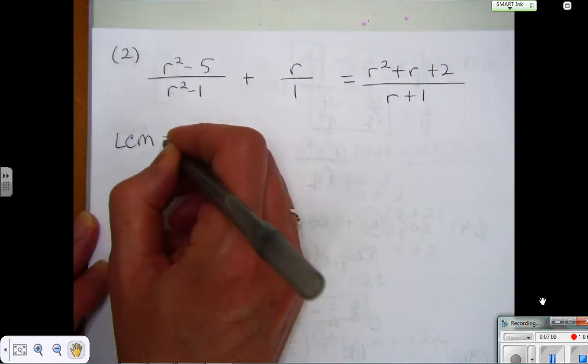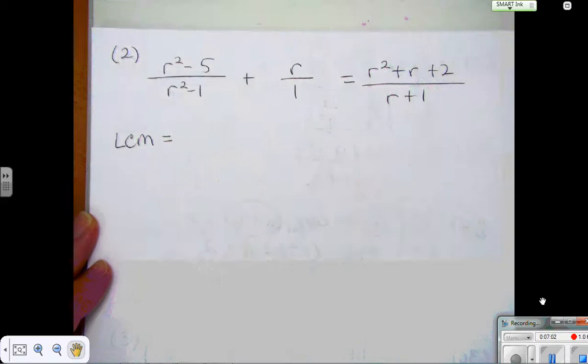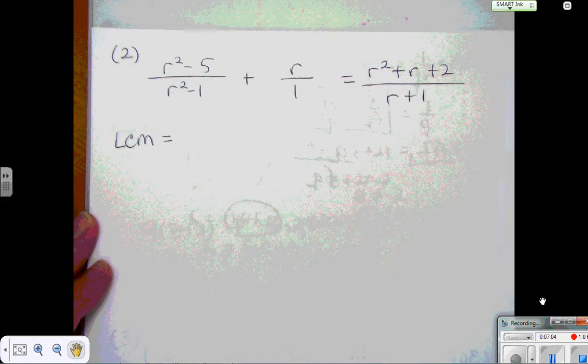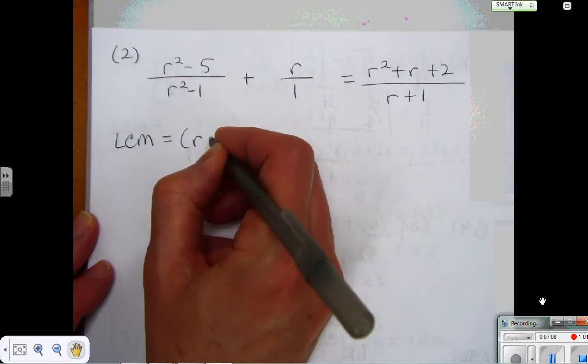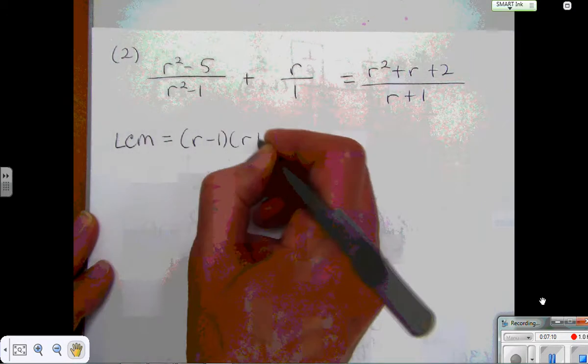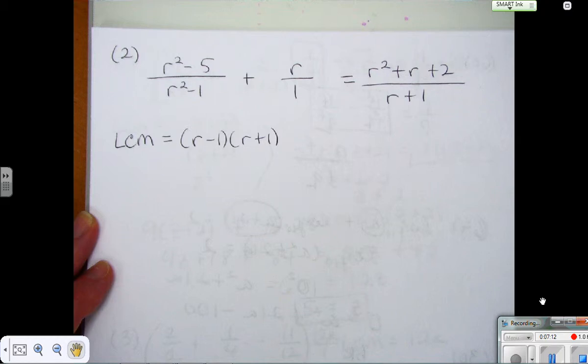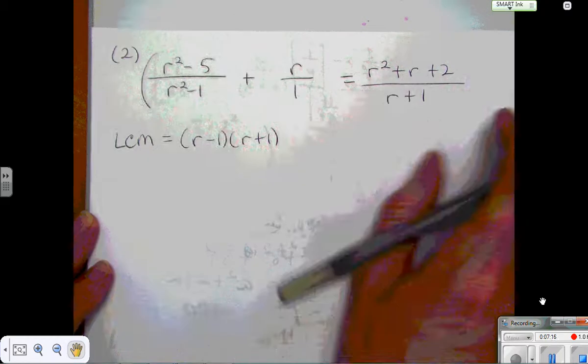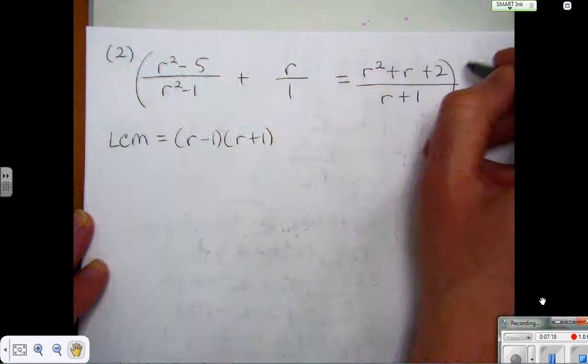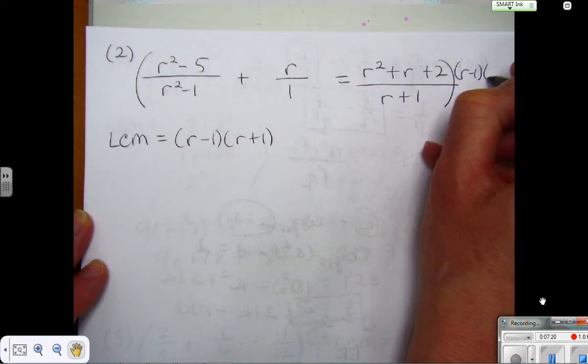So did anybody get an LCM yet? R squared minus 1. R squared minus 1, right. Because that breaks down into a pair of conjugates, R minus 1 and R plus 1. Okay, so I'm going to multiply all the way through by that R minus 1, R plus 1.